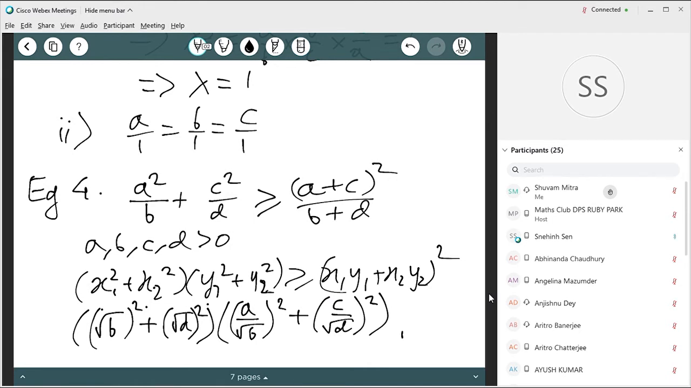So what's this? This is simple Cauchy-Schwarz, right? What I did. But what's the left hand side? It's b plus d times a square by b plus c square by d. That's greater than or equal to a plus c whole square. And that's what we need to prove actually. The given inequality is the same as this one. These two are same. So see how proofs become pretty simple using Cauchy-Schwarz directly.